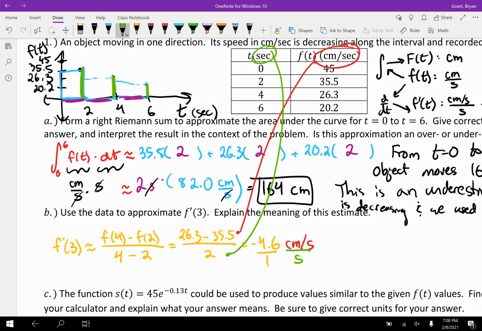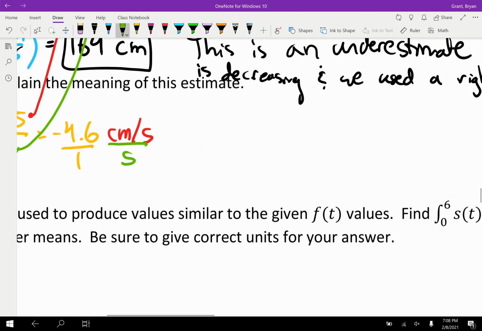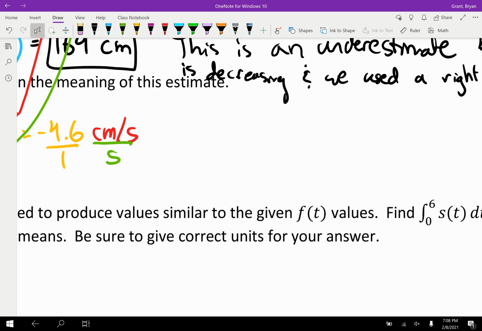Now, what does that mean? Well, it means every 1 second that passes in time, we go down 4.6 centimeters per second. Or you could even relate that back to speed. You could say that for every 1 second that passes, the speed decreases by 4.6 centimeters per second. Or the really lazy way to do this, but is never wrong, is you use the word changes. And so I'm going to give you probably 2 or 3 different ways that you can interpret this estimate, probably from best to worst, I would say.